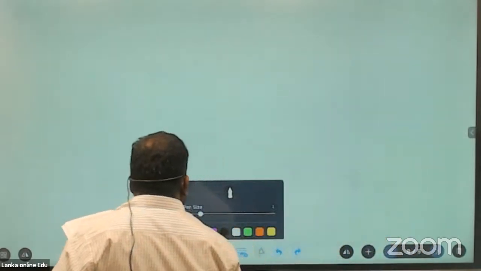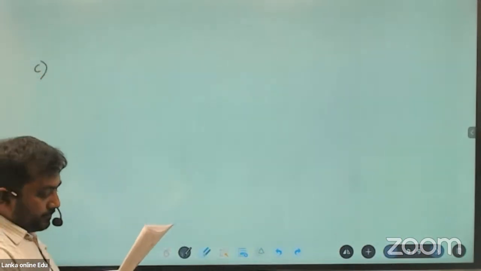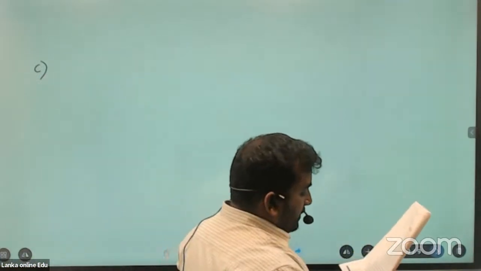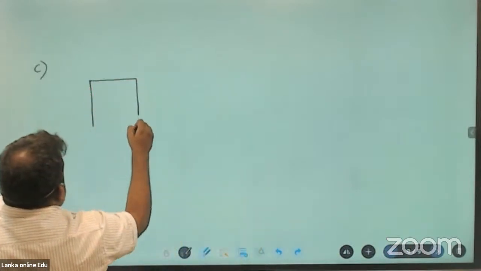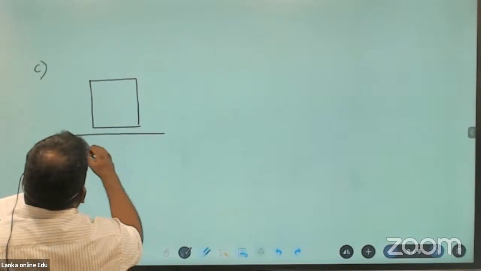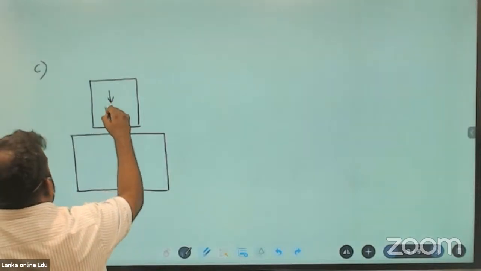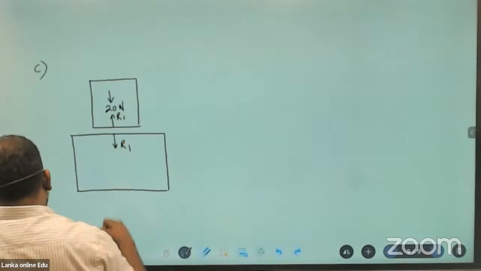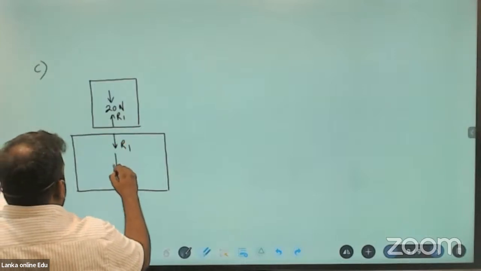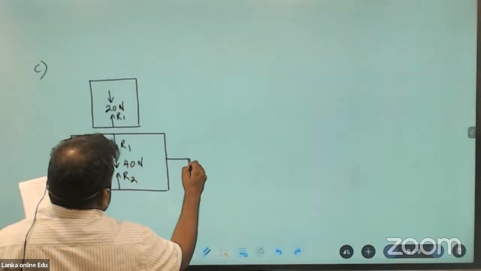Part C. Have a look. Two boxes of mass 2 kilogram and 4 kilogram are kept on a smooth horizontal table as shown. So 2 kilogram and 4 kilogram. Here the 2 kilogram is kept, 20 newtons. Normal reaction R1 equal opposite normal reaction here. Here it's going to be 40 Newton. Here normal reaction R2. Here there's a force.